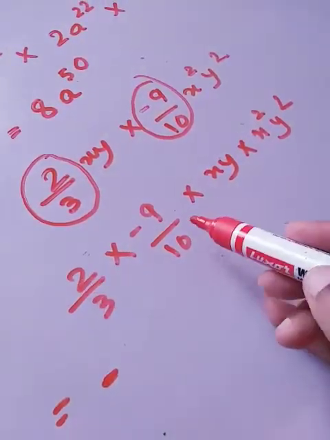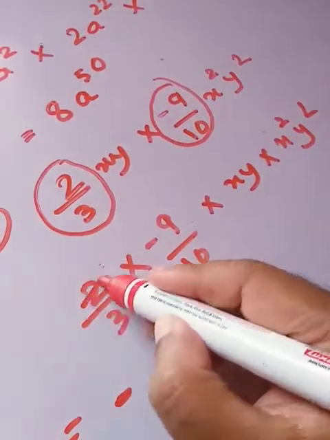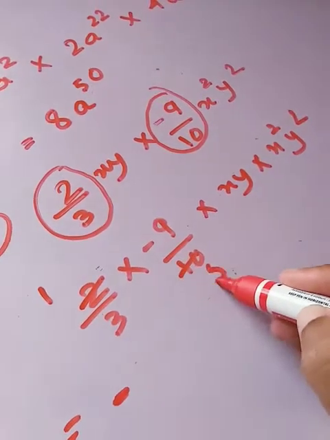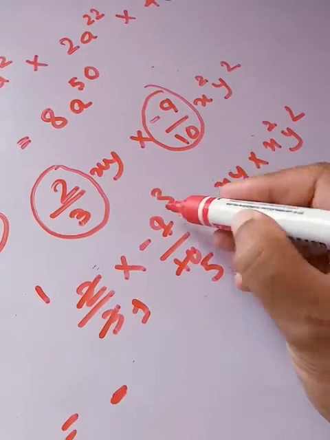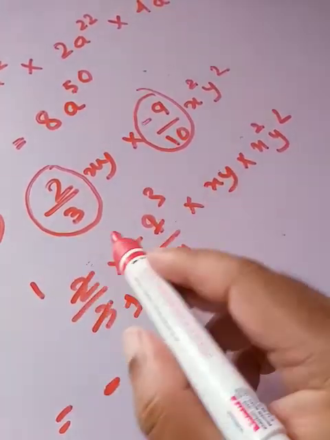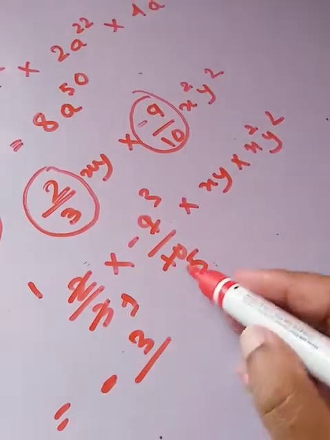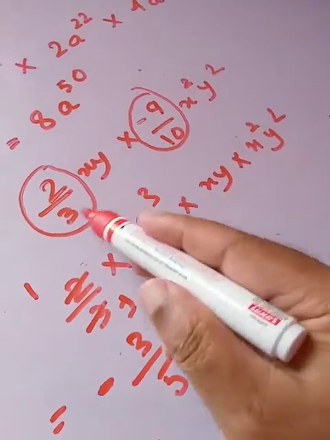Now can we reduce this? Let's see, 2 ones are 2, 2 fives are 10. Even this also we can reduce. 3 ones are 3, 3 threes are 9. So what is the answer? Numerator is 3 and denominator is 5. So this part is finished.